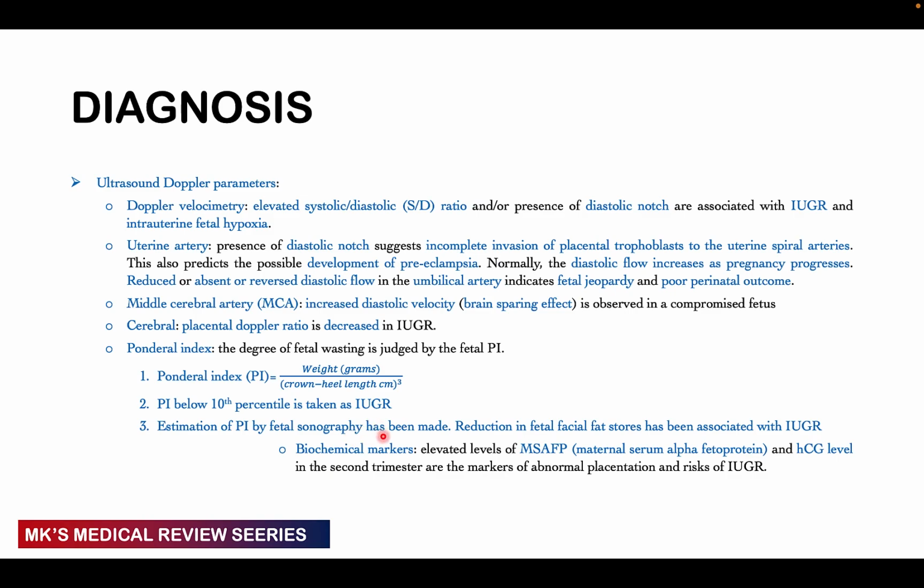We may use some biochemical markers. You may get an elevation in the maternal serum alpha fetoprotein levels, and even HCG levels in the second trimester. And these are often markers of abnormal placentation, and they are risks of intrauterine growth restriction.